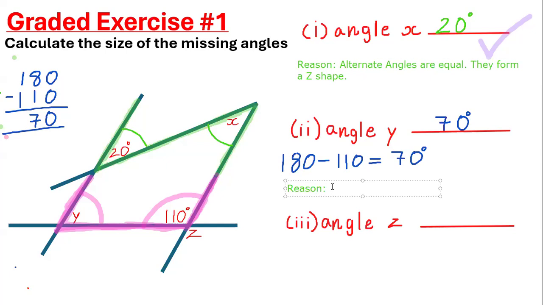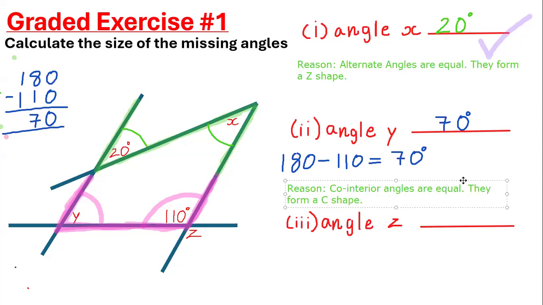The reason, what's the reason? Co-interior angles add up to 180. Why? They form a C shape. All right, so that's very important that we recognize that.